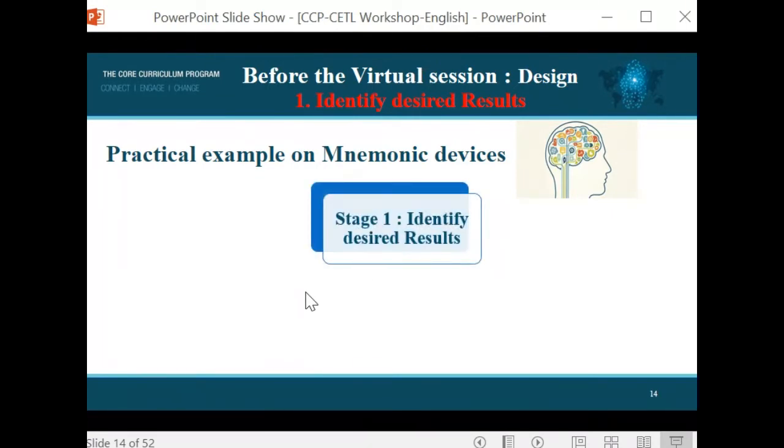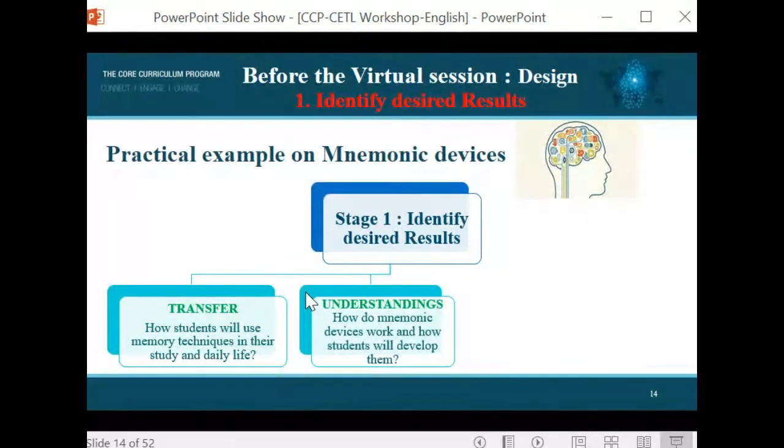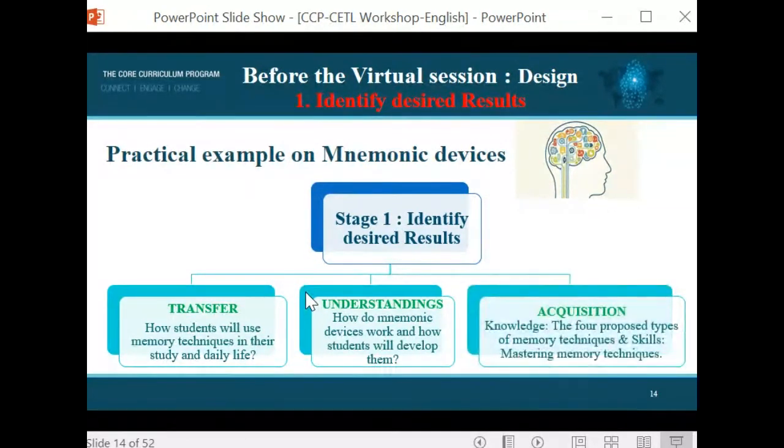If I want to apply transfer objectives, here I would ask myself how students will use memory techniques in their study and daily life. And then the understanding objectives, I would try to identify how memory works and how students will develop mnemonics. And finally, we have the acquisition objective, which can be divided into knowledge component and skills component. In this case, it deals with the knowledge of the 4 proposed types of memory techniques, and then the mastering of these techniques in terms of skills.